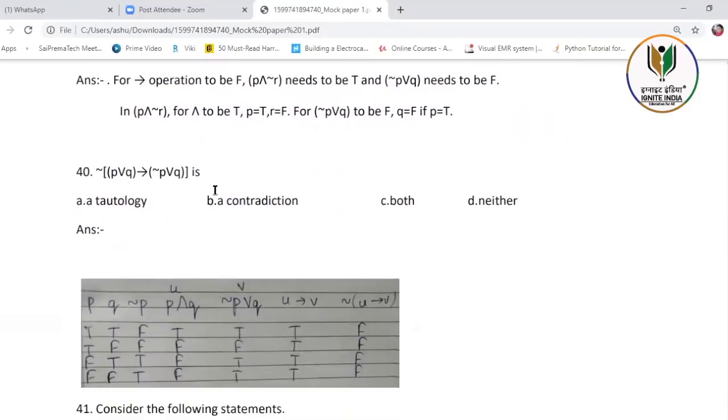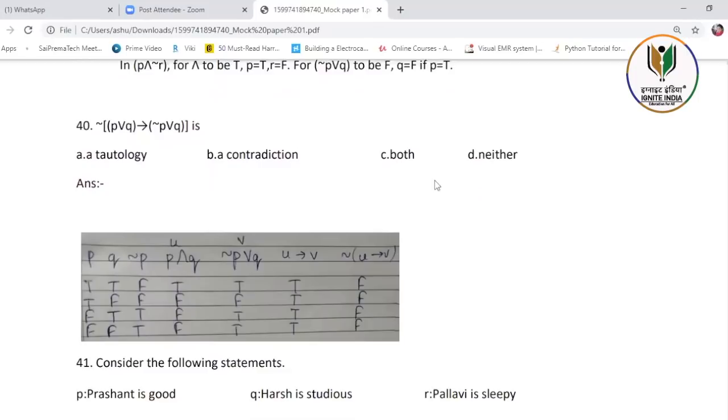Next question is, you have to see whether it is tautology, contradiction, or other. So when you solve it, you get all false, it is a contradiction.